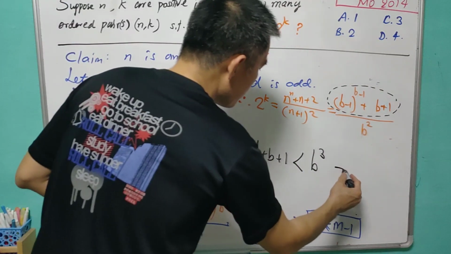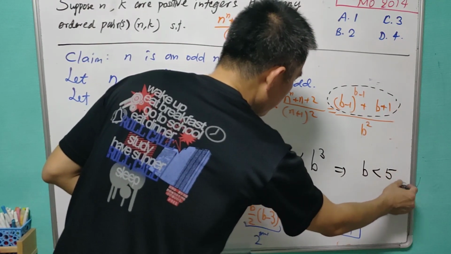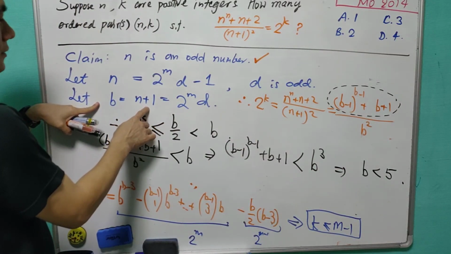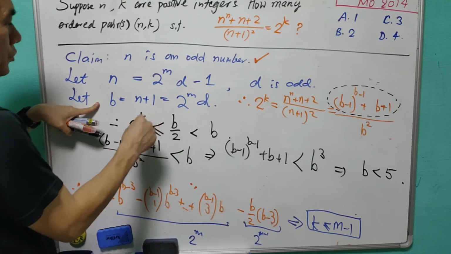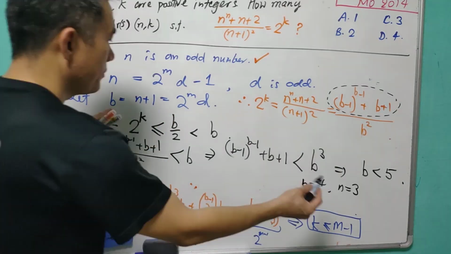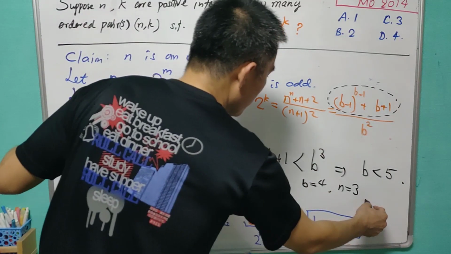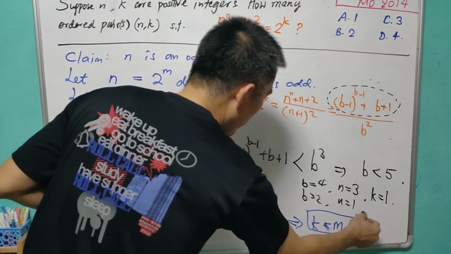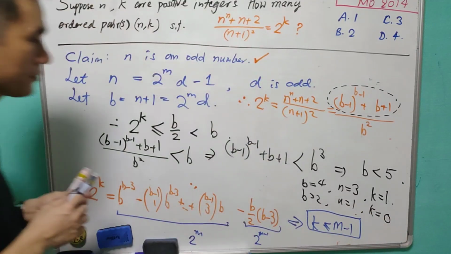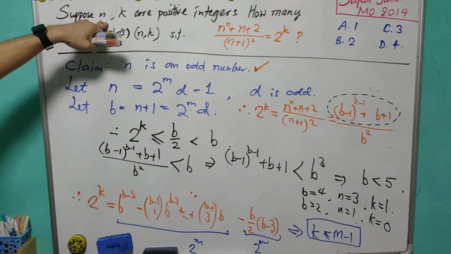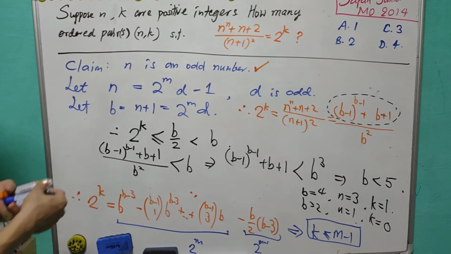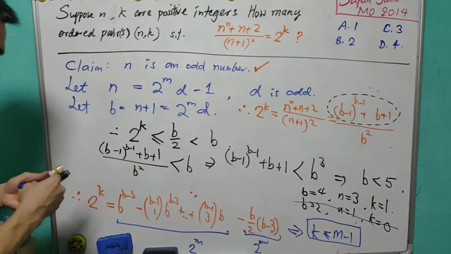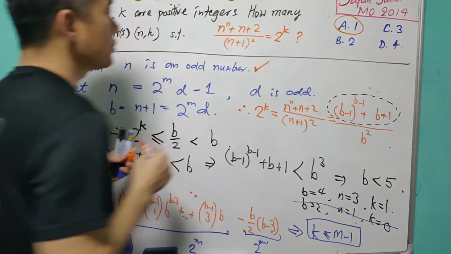Then we know that with this inequality, b cannot be a very big number. In fact, it will follow that b must be less than 5. b is less than 5 and b is an even number, so it can be 4 or 2. And we can check that b equals 4, n will equal 3, and it will produce k equals 1. b equals 2, n will equal 1, it will produce k equals 0. And we already know that both n and k are positive integers, so we cannot accept the value k equals 0. And that's right, in this case, we have only one solution.